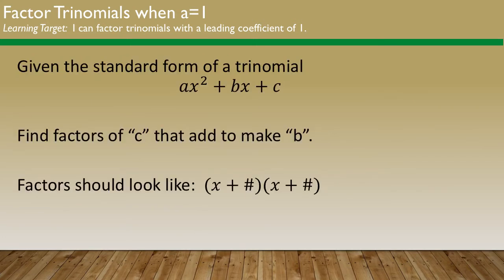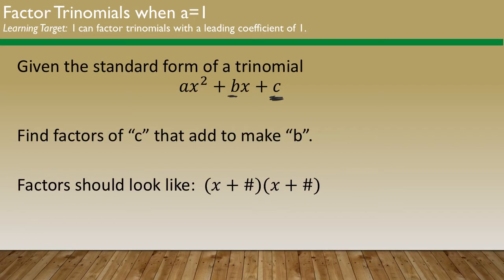So when I'm trying to factor trinomials, if I'm given the standard form, which is ax squared plus bx plus c, what I want to do is I want to find factors of c that add to make b. All right, so whatever number this is right here, we're going to factor it. And then I'm going to find factors of that number that add to make this number right here. Okay, so if I can find those factors, then these things are factorable.